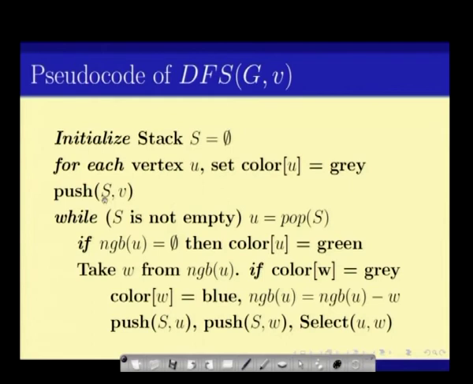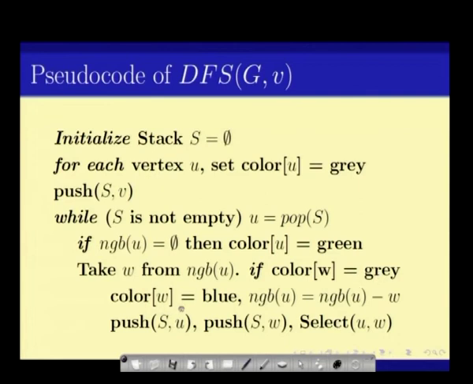We push the vertex v into this stack, and as long as the stack is not empty, what we do is look at the topmost element u in this stack. If the neighborhood of u is empty, that means we have hit a dead end, and then we color it green, as if we are done with that vertex. Else we take a w from the neighborhood of u. If the color of w is gray, which means it is untouched, then we will do various operations.